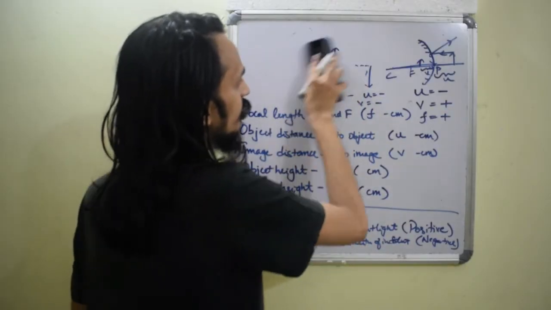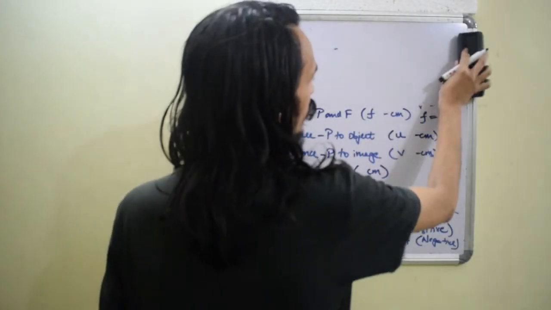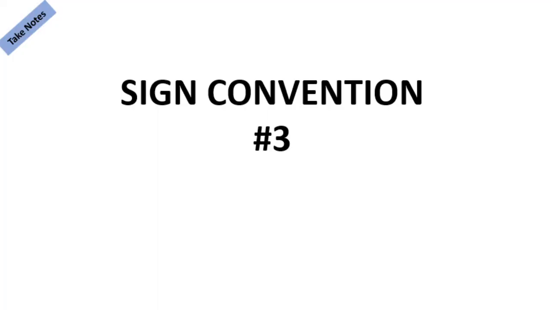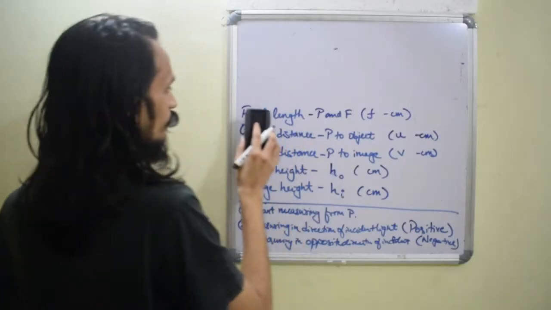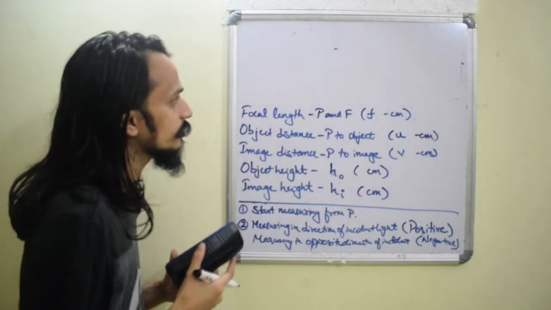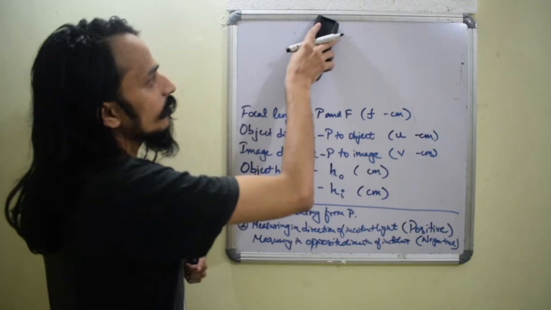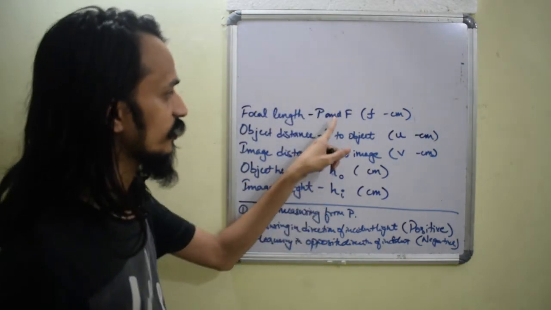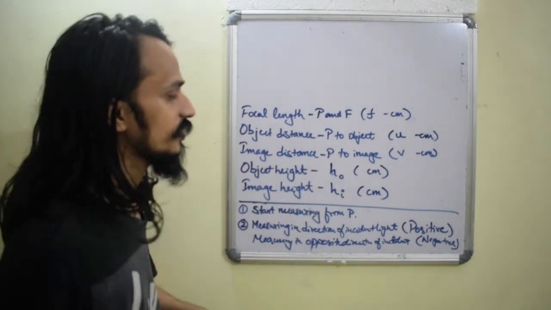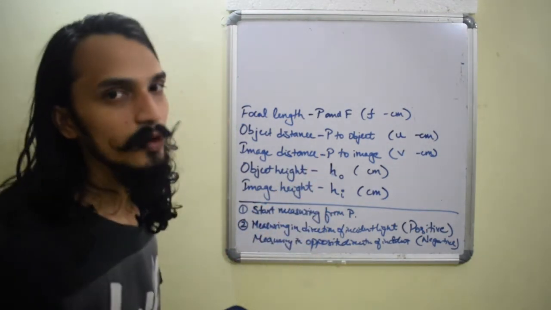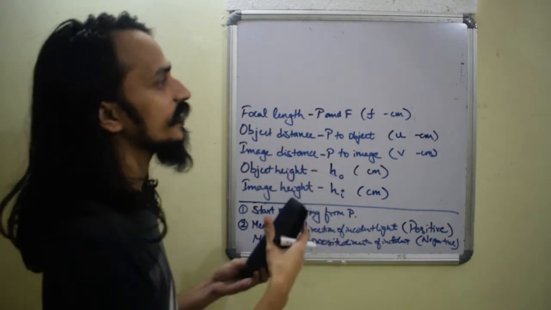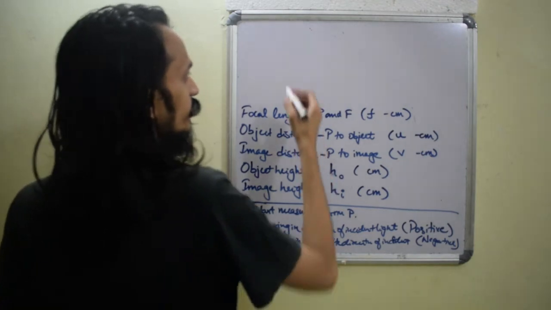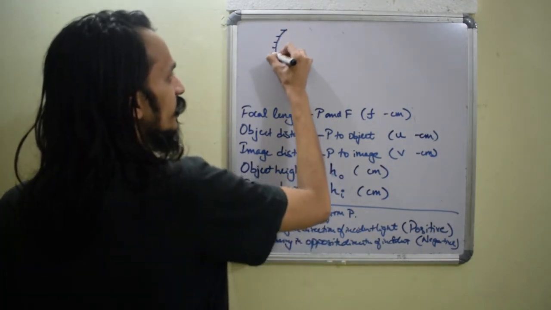The final convention that we are going to talk about is this. It says that height of object and height of image, it talks about these last two values. We already spoke about these three, we'll speak about these two. Now height is positive if you look at it above the axis. Above the axis is a positive height and below the axis is a negative height.